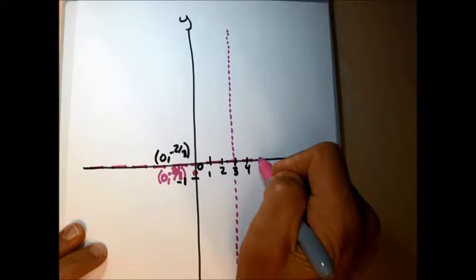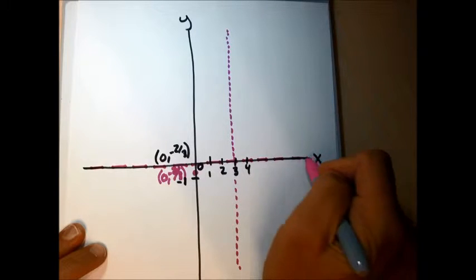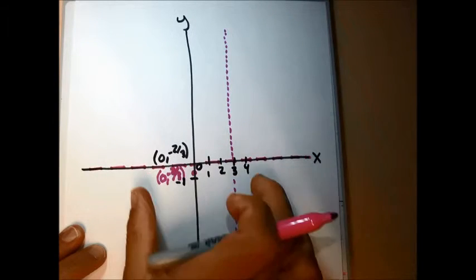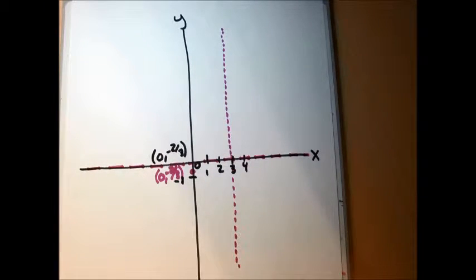x-axis. Graphs will never cross vertical asymptotes, but they can cross a horizontal asymptote once, I think. I don't know if they can cross a horizontal asymptote more than once. And generally, more often than not, they don't cross a horizontal asymptote, but they can. All right, so now we're into just old school stuff.